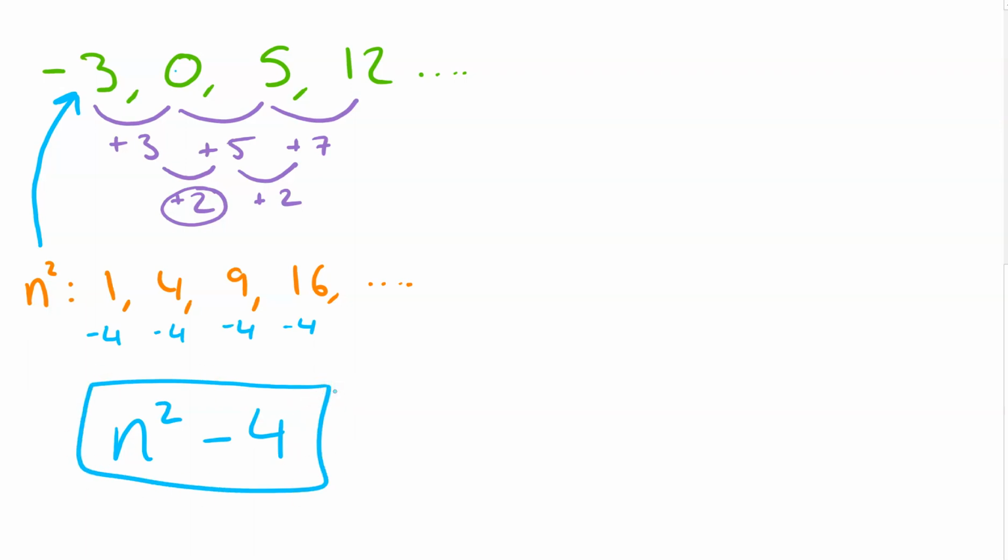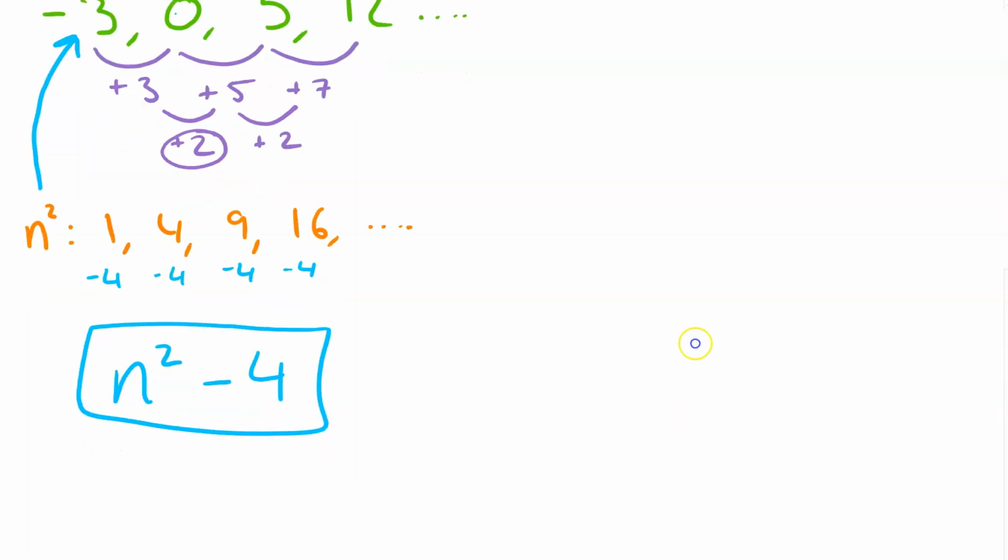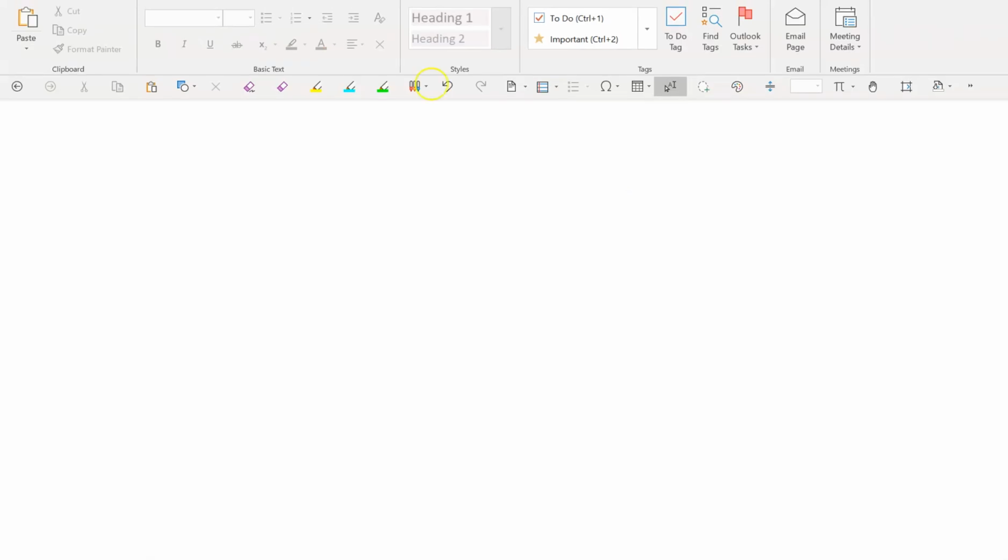But what if it's not just n squared? So far, both of my examples have just had 1 n squared. So let's see one where it's not. Let's go with 1, 7, 17, 31.